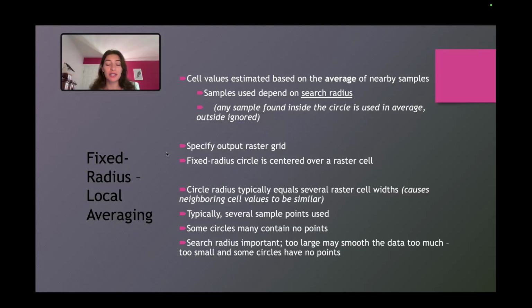For this, we have to specify the output raster grid, and a fixed radius circle is centered over a raster cell. That circle radius typically equals several raster cell widths, and this causes neighboring cell values to be pretty similar. Typically, we have several sample points used in this type of interpolation. Some circles, because of this, may not have any points, so the search radius is very important. If it's too large, it may smooth too much data, and if it's too small, some circles may not have any data at all.